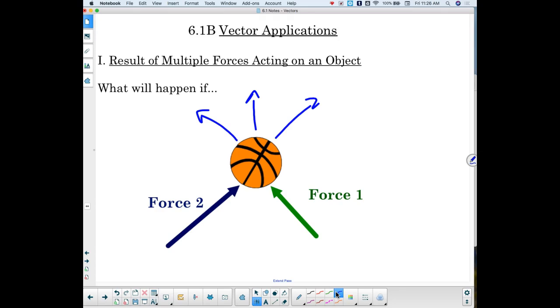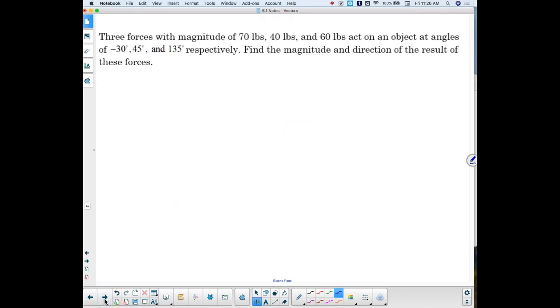So, if three forces with magnitudes of 70, 40, and 60 pounds act on an object at angles of negative 30 degrees, 45 degrees, and 135 degrees, find the magnitude and direction of the result of these forces. Okay, well, so you've got three forces working on a ball, right? So let's call the first force U.